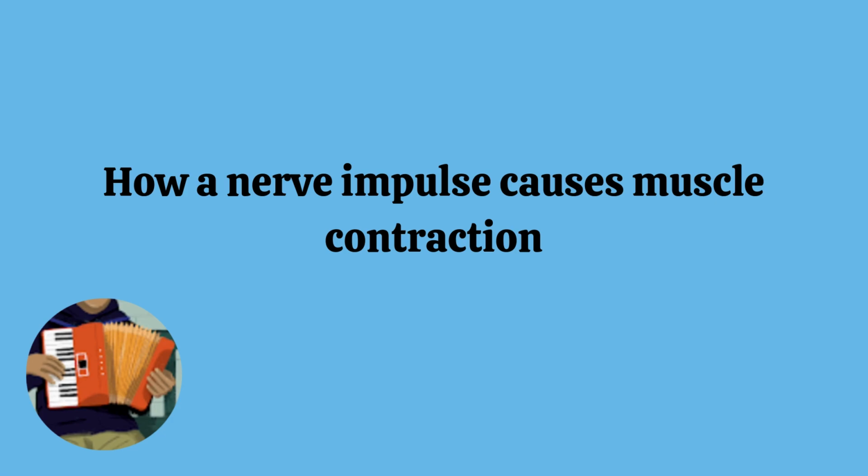Let's talk about the neuromuscular junction first. The neuromuscular junction is a site of communication between a motor neuron and a skeletal muscle fiber. It consists of three main parts: the motor nerve terminal, the synaptic cleft, and the motor end plate on the muscle. This is where the nerves communicate with the muscles to trigger contraction.